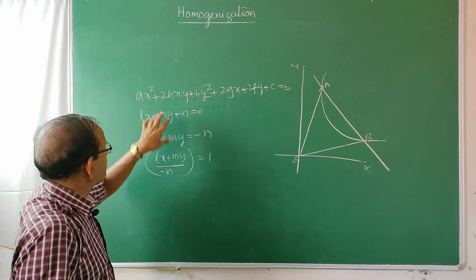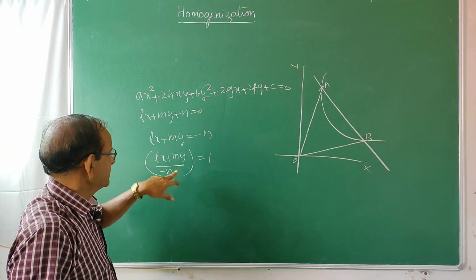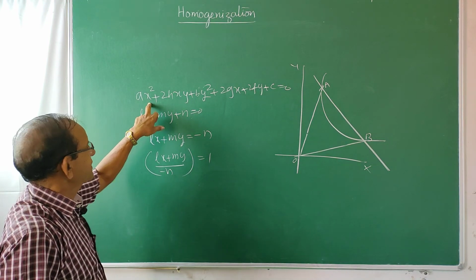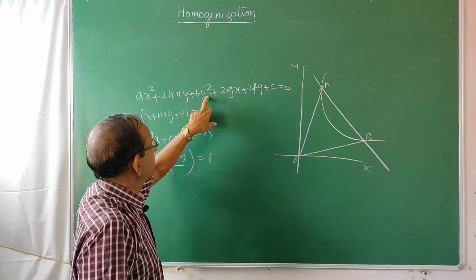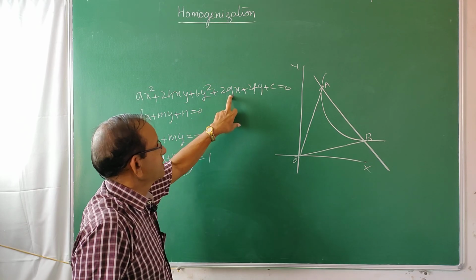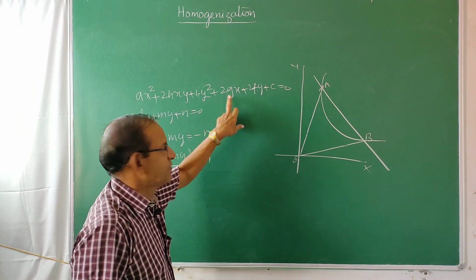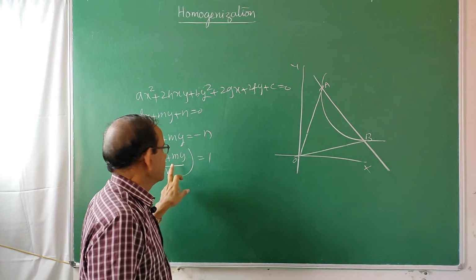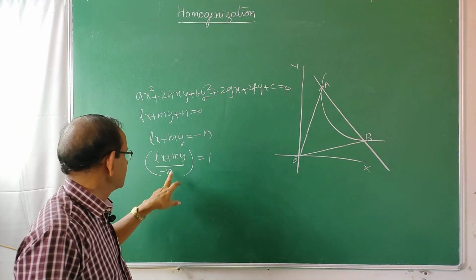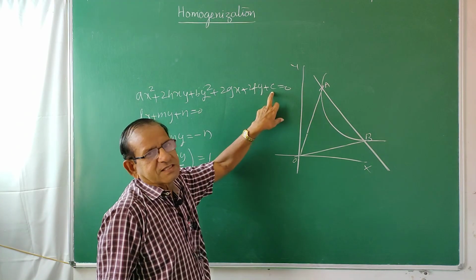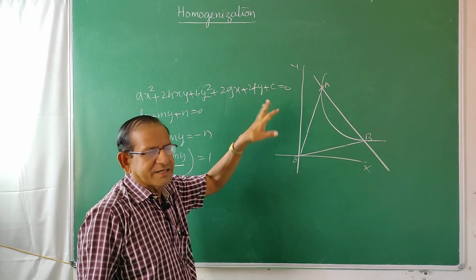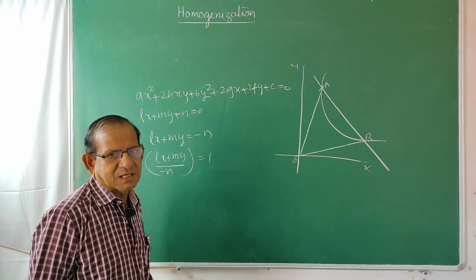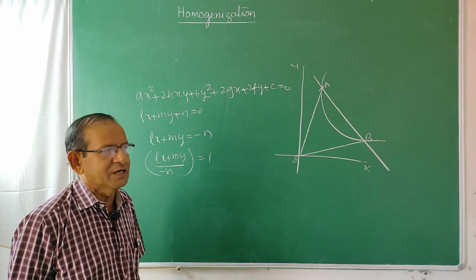Now, you have to make this equation homogeneous with this one. Ax square second degree you need not touch. This is also second degree term, this is also second degree term. Now this is a first degree term, you have to multiply with 1, that is with lx plus my by minus n. This is also first degree term, multiply with 1, that is with lx plus my by minus n. And the last one is constant. To get second degree terms, you multiply this c with 1 square, that is with this lx plus my by minus n whole square you have to multiply.